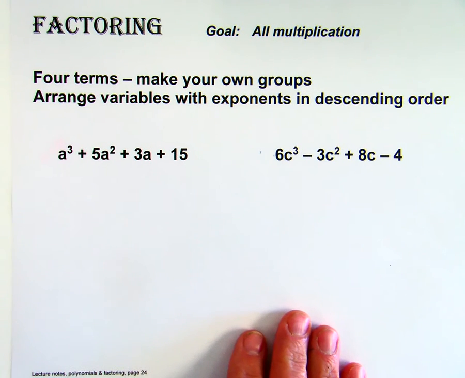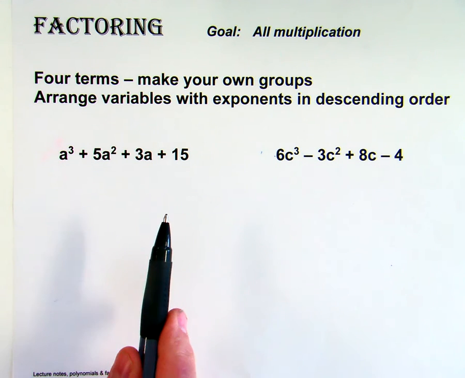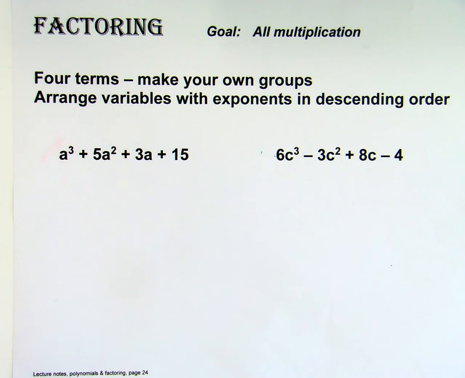We've got four terms here, and we're going to factor these expressions. Arrange them in descending order. Some of these do not necessarily have to be in descending order, but it's a lot easier if you do it in descending order sometimes. Anyway, it looks proper to do it in descending order, so we'll just go ahead and do that first.